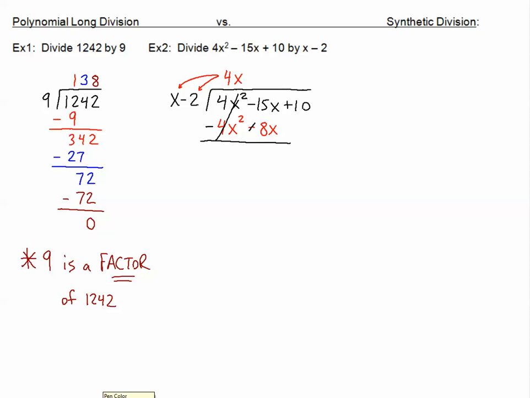If it doesn't, you've done something wrong. And then I'll combine my like terms here. Negative 15x plus 8x is negative 7x. And then I'll bring down anything else that's left, this positive 10. And now I get to go again.